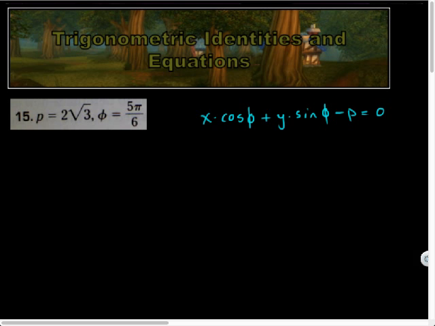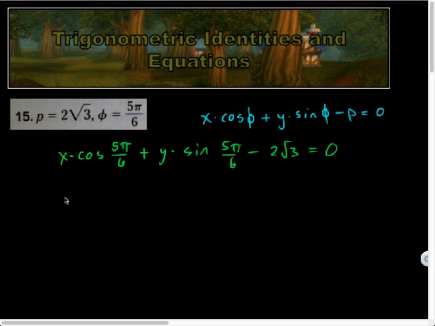So the first thing I would do is plug in what I've got. I'll have x times the cosine of 5 pi over 6 plus y times the sine of 5 pi over 6 minus 2 roots of 3 equals 0.